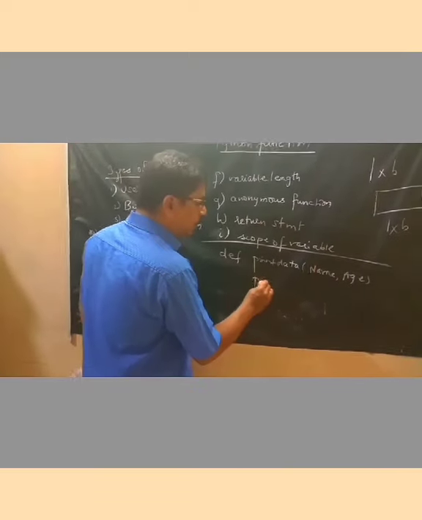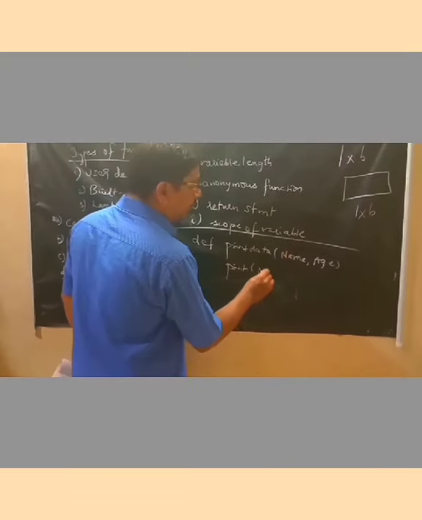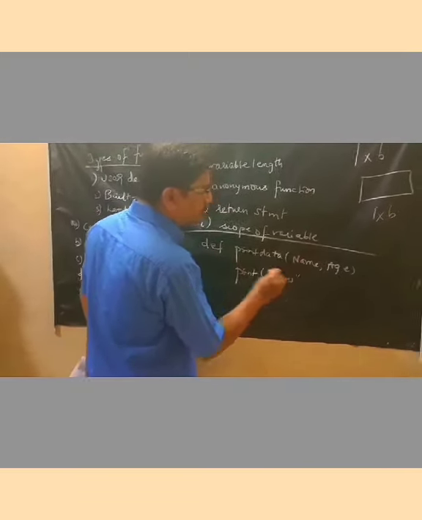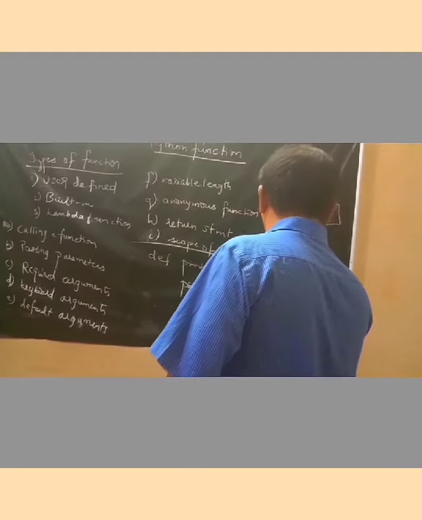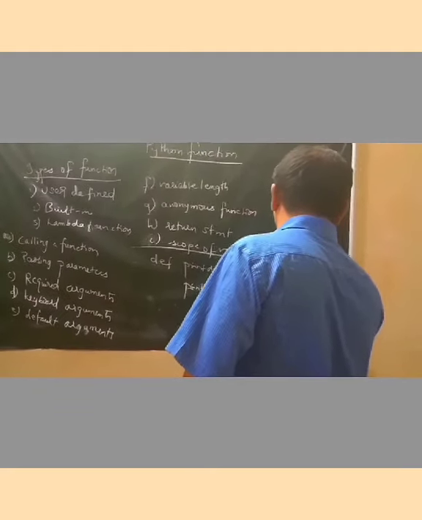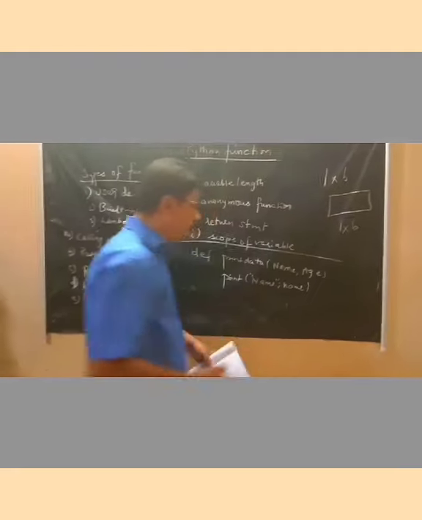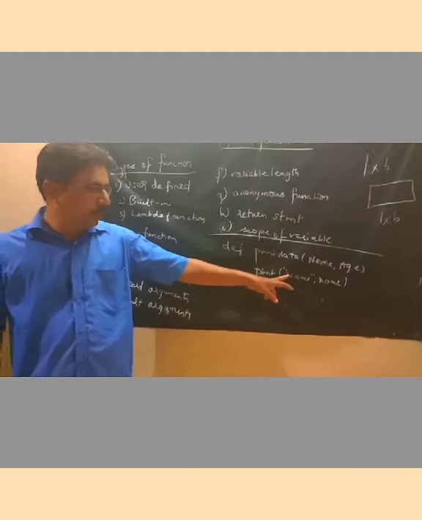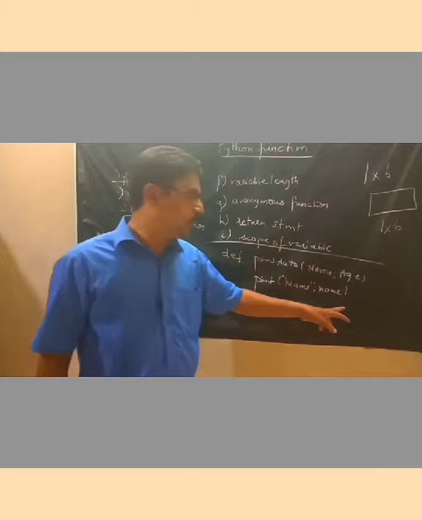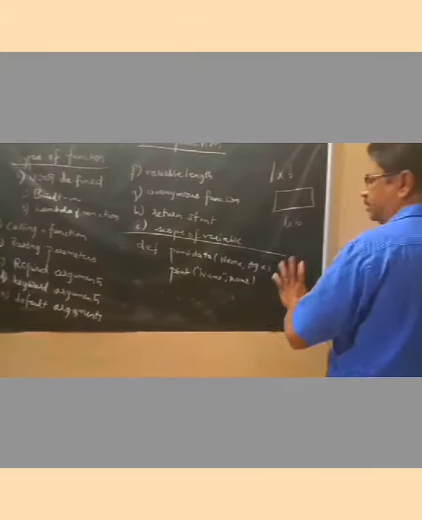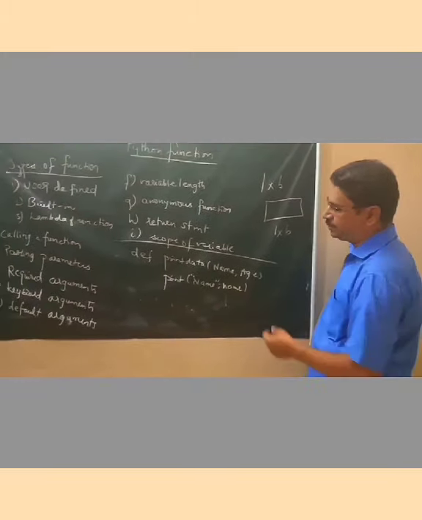Here print name. This is some variable. Name is some variable. And here we have to give the variable name, name. There are two names here. One is within double quotes, another one is without double quotes. It is simply mentioned. Why are there two names?